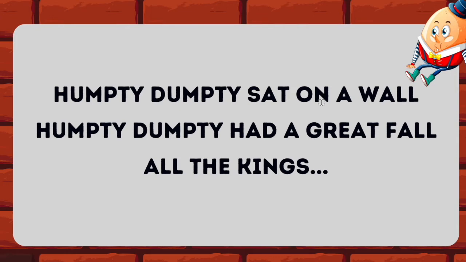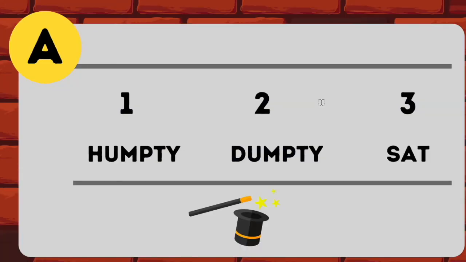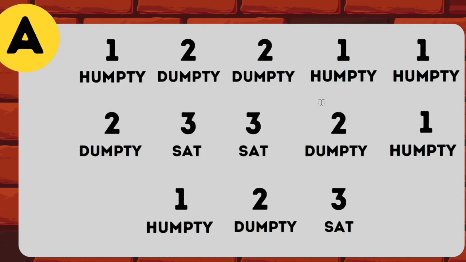So we look at the first three words and then we want to group them. Let's say in this case it's group A. So we highlight it and we identify which is 1, 2 and 3. We then take group A and now put group A into the sequence of the magic formula to get 1 2 2 1 1, 2 3 3 2 1, 1 2 3, which are the words Humpty Dumpty Dumpty, Humpty Humpty Dumpty, sat sat Dumpty, Humpty Humpty Dumpty sat.